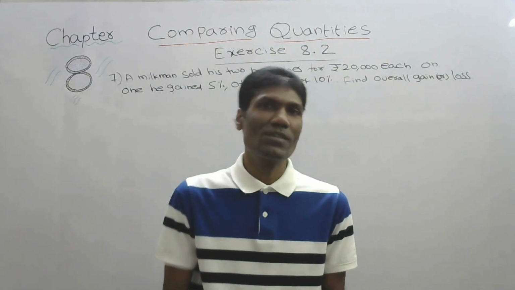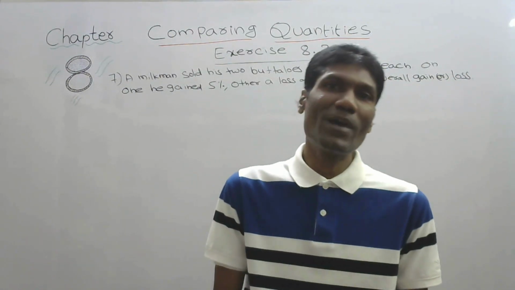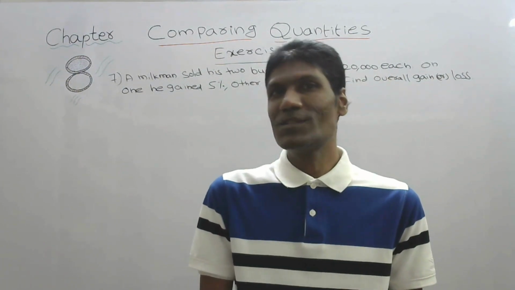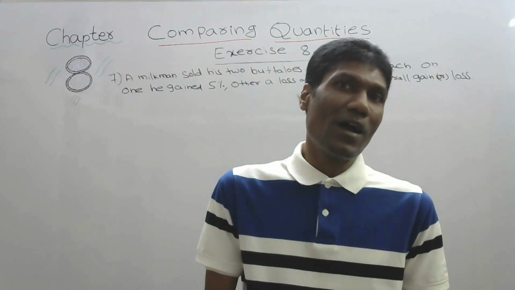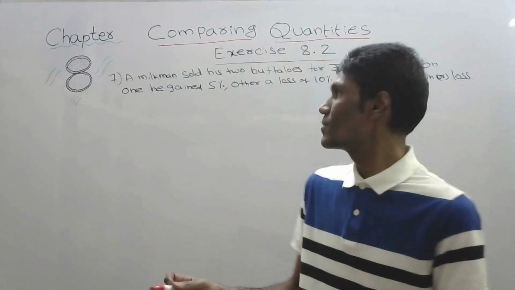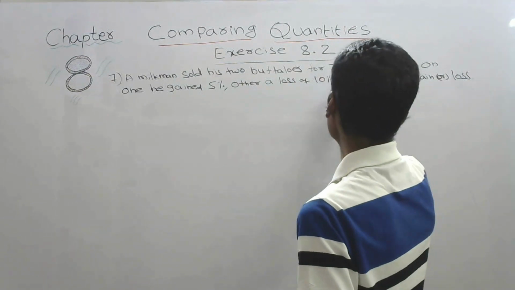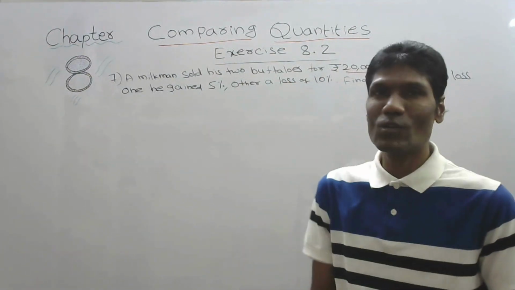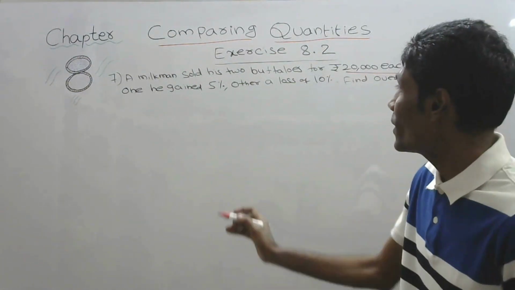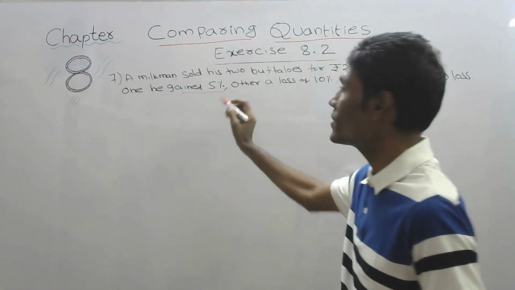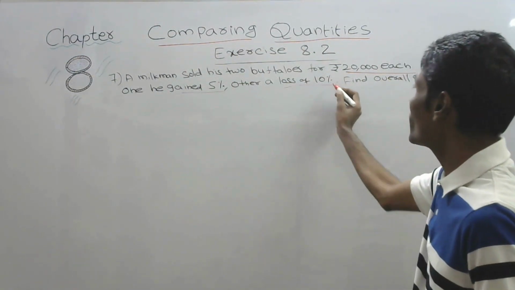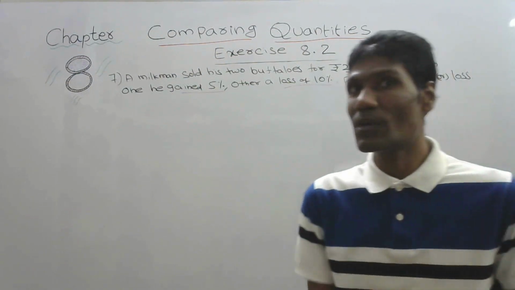Next, seventh question. A milkman is there. He is having some buffaloes and he is selling two buffaloes. Two buffaloes he is selling for 20,000 rupees each. He says he is selling 20,000 rupees each. But he is making 5% gain on first buffalo and a loss of 10% on other buffalo.